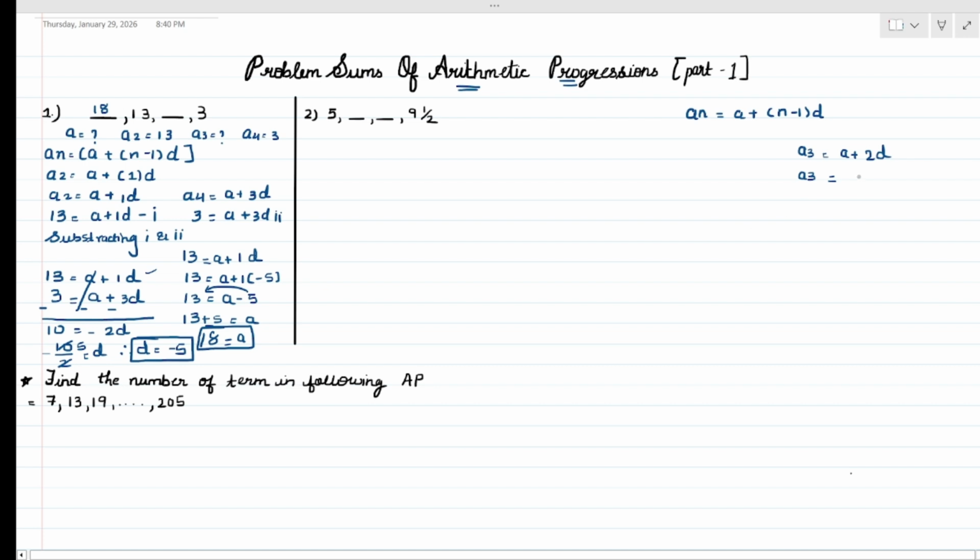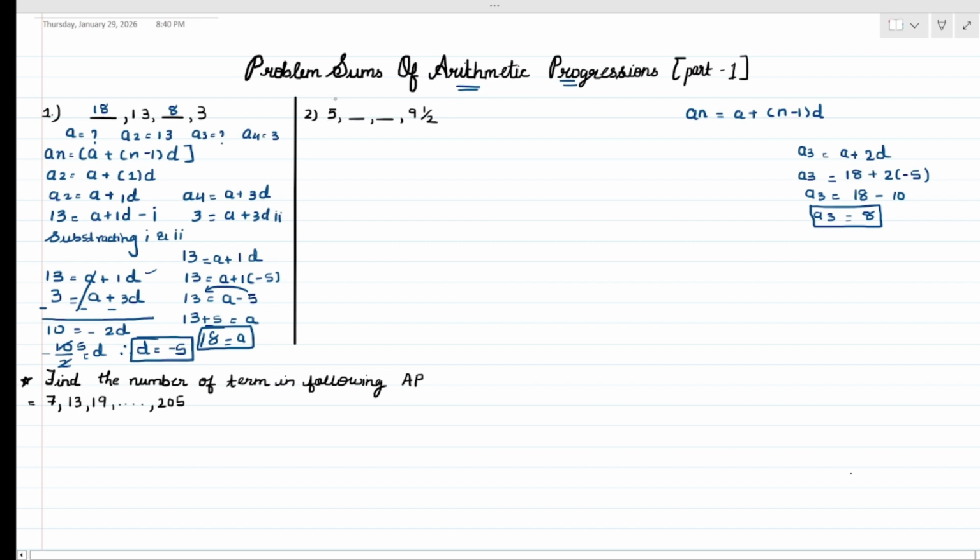What is my A? My A is 18. What is my D? My D is minus 5. So it becomes A3 equals 18 plus 2 times minus 5, and 2 5s are 10. So my A3 is equal to 8. So my final answer is A3 is equal to 8. Clear?